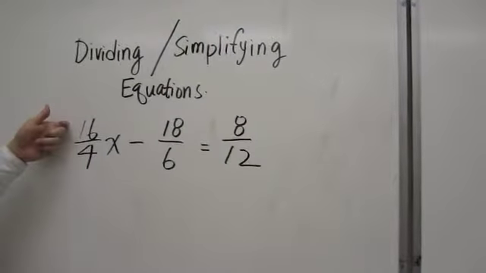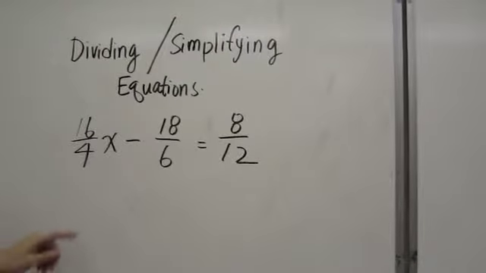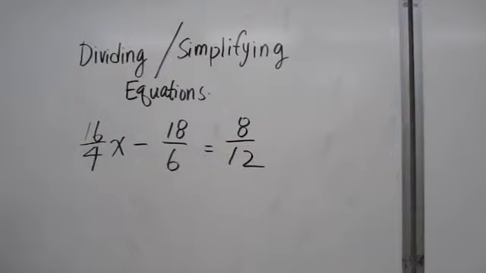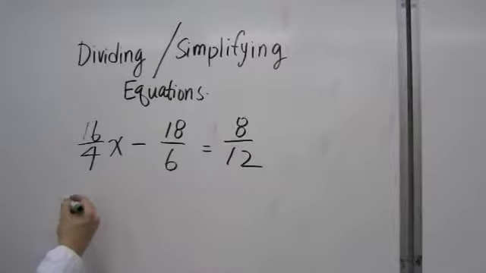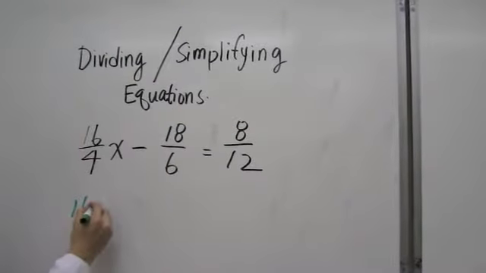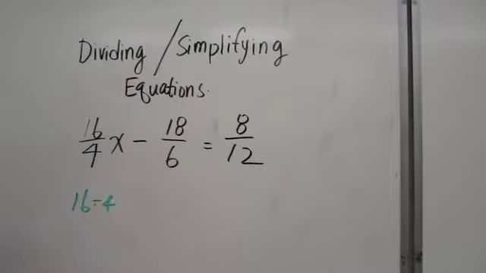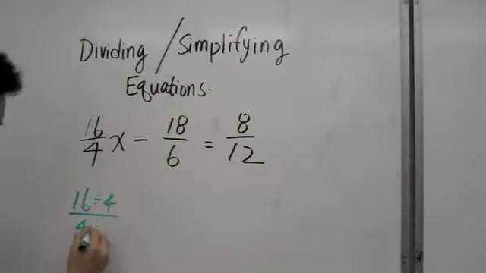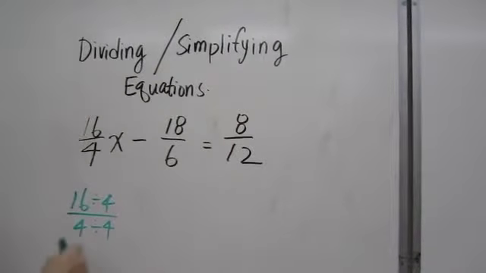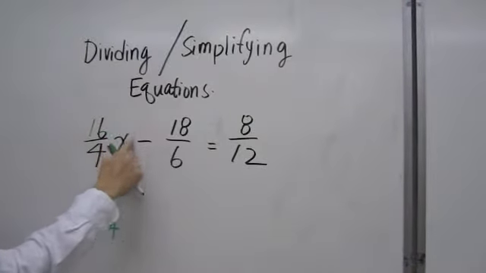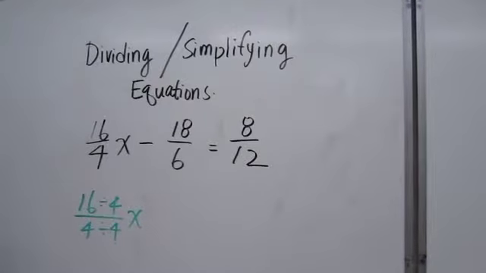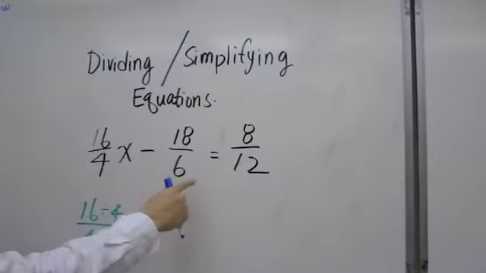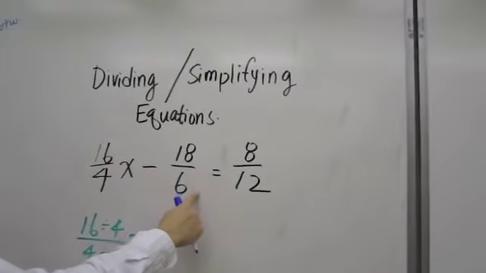Now when I look at 16 and 4, I know that 4 divided by 4 will give me 1, and 16 divided by 4 will give me 4. So check it out. I'm going to divide 4 from the numerator and 4 from the denominator. Don't forget about the x. Now the next fraction that I need to look at is 18 over 6.